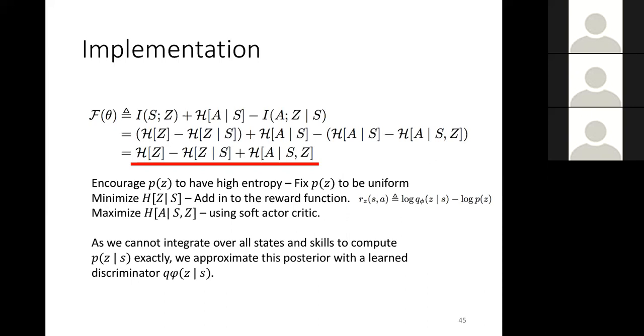Because we have to train two kinds of policy. Not two kinds of policy. Because we need to train the policy of the options. And the policy of the options is similar to the traditional reinforcement learning. So we can directly use the soft actor critic to train our low-level policy, or to train the skill, because the policy of the skill is similar to the traditional reinforcement learning.